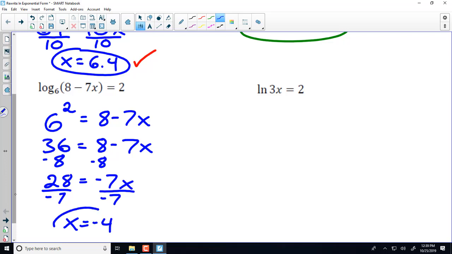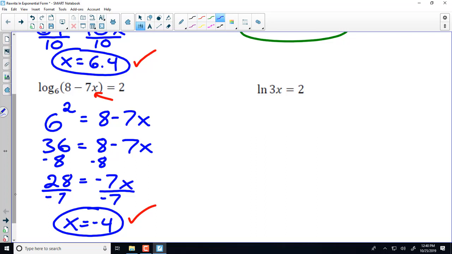A lot of people think this must be a bad answer because it is a negative answer. But that doesn't mean it's a bad answer. Because if you were to plug negative 4 in right here for this x, you would get negative 7 times negative 4, which is positive 28. And 8 plus 28 is a positive number. So even though our answer is negative, that doesn't mean it's bad. That's okay. So this answer is just fine, and it is the correct answer to that problem.